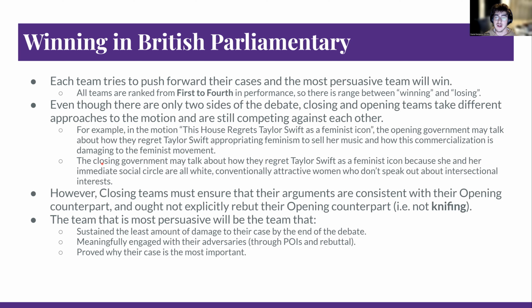And again, I keep hammering this home, but it's really important. This example illustrates it perfectly. For example, in the motion "This House regrets Taylor Swift as a feminist icon," the opening government may talk about how they regret Taylor Swift appropriating feminism to sell her music and how this commercialization is damaging to the feminist movement. The closing government may talk about how they regret Taylor Swift as a feminist icon because she and her immediate social circle are all white, conventionally attractive women who do not speak about intersectional interests. So as you can see, these are two different arguments. Both are different reasons why you might not like Taylor Swift as a feminist icon.